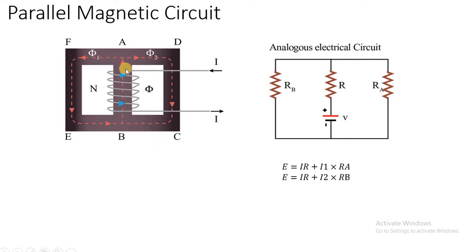Now tell me, in this particular magnetic circuit, the flux phi is having how many paths to flow? Two paths. Okay, it means the flux phi gets divided into 2 different paths. So this particular circuit is called a parallel magnetic circuit.